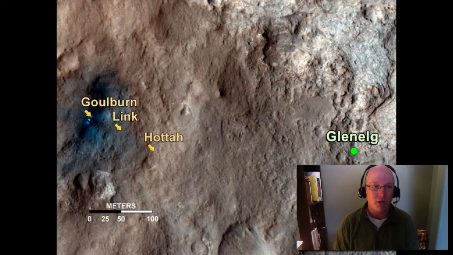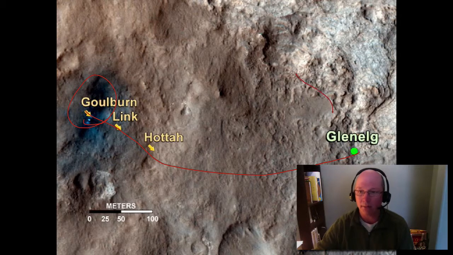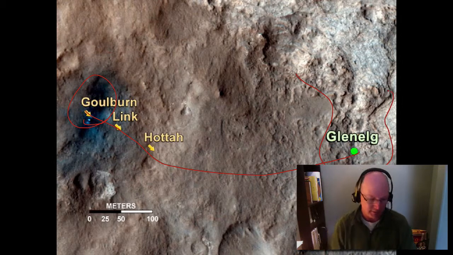Now, when it first started to plan its route, it landed right around here. You can see where the recent material has been blown away by some of the retro rockets, and then it's going to make its way over here to this outcrop, and that's the thing we're going to look at first.